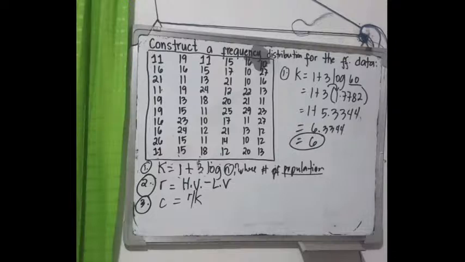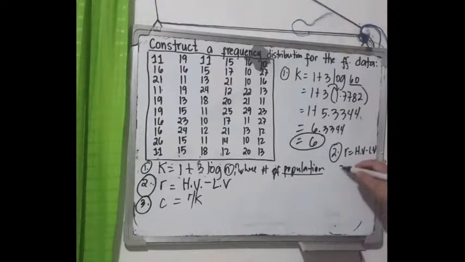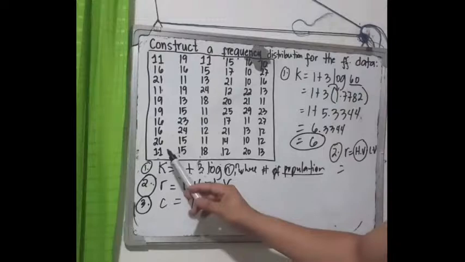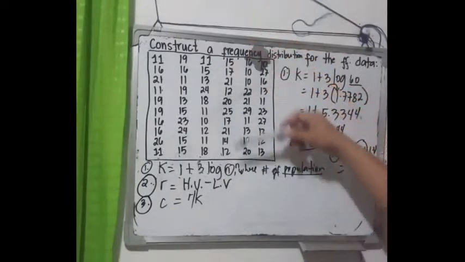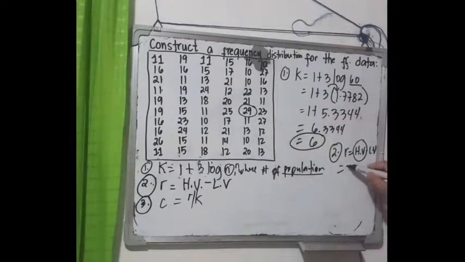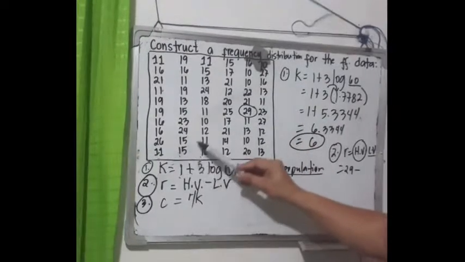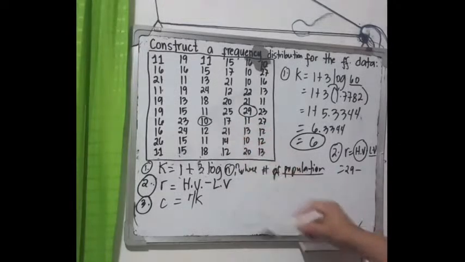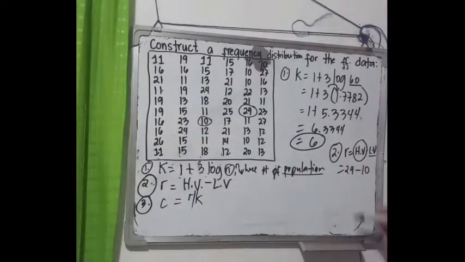Next, how to find the value of r? Step number 2, the value of r is the highest value subtract the lowest value. Let's find the highest value here. The highest value is 29, and the lowest value is 10. So 29 minus 10, that is 19. That is the value of r.